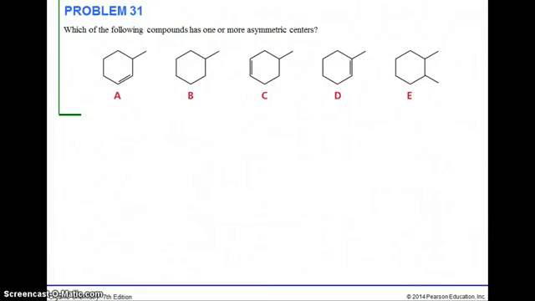Problem 31. Which of the following compounds has one or more asymmetric centers? Remember, to find an asymmetric center, we're looking for an sp3 hybridized carbon that is attached to 4 different groups. A has one right here.